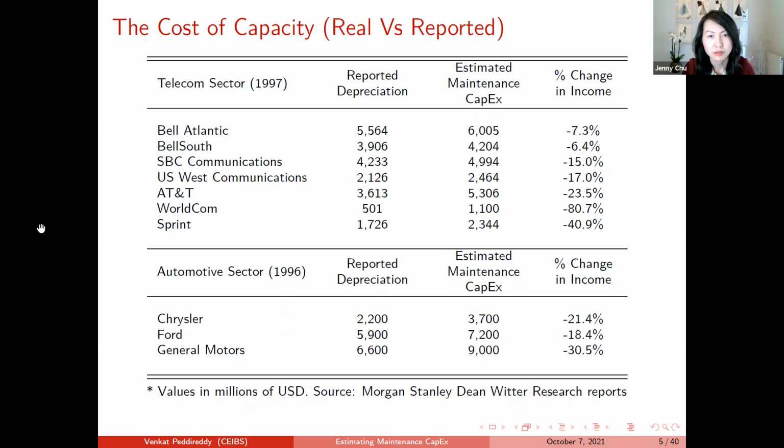So Venkat, at this point, I think it's a fair. I'm sorry, is it too noisy out here? There's some machines going on.